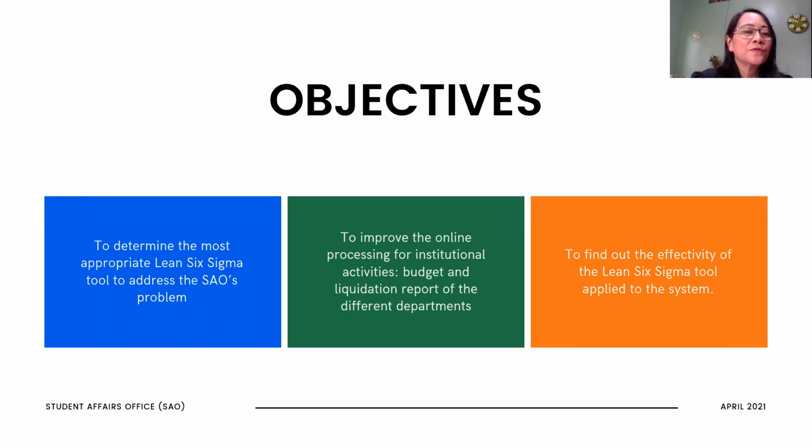The study aimed to determine the most appropriate Lean Six Sigma tool to address the SAO concerned. Second, to improve the online processing for institutional activities of the different departments. And third, to find out the effectivity of the Lean Six Sigma tool applied to the system.